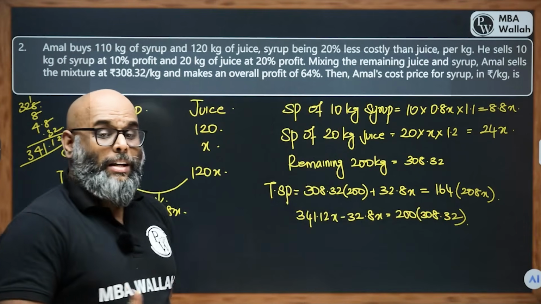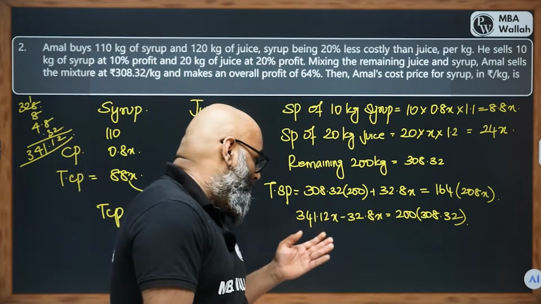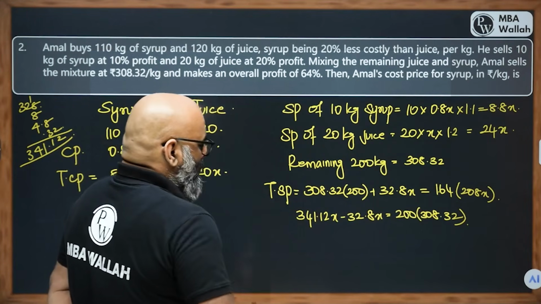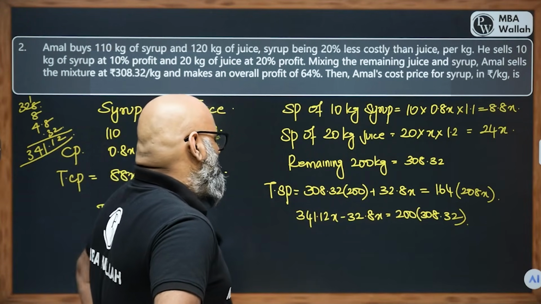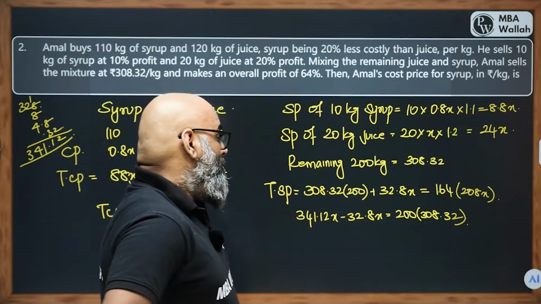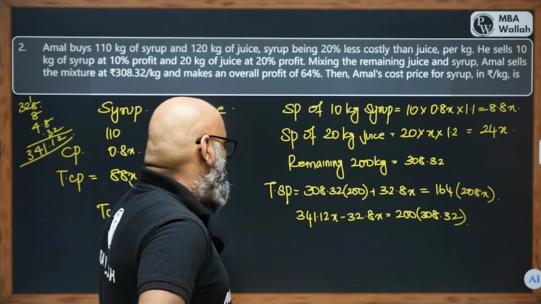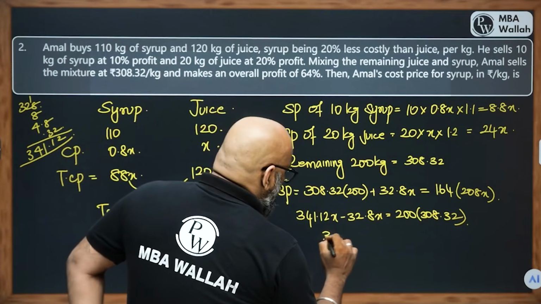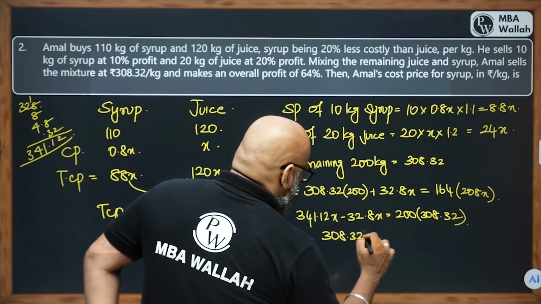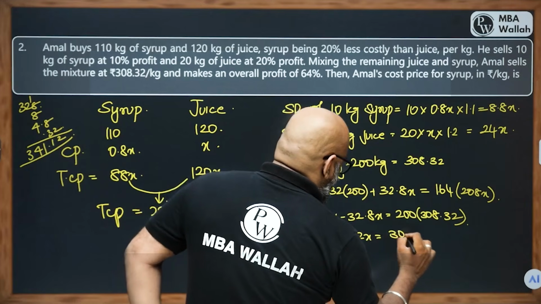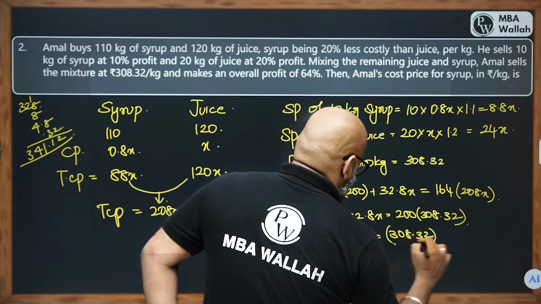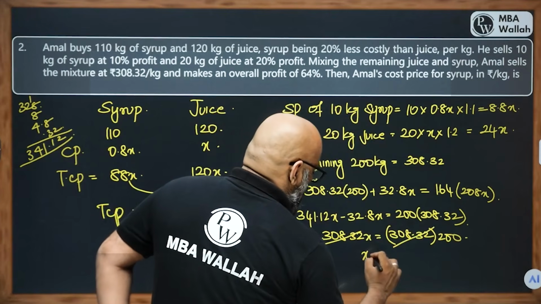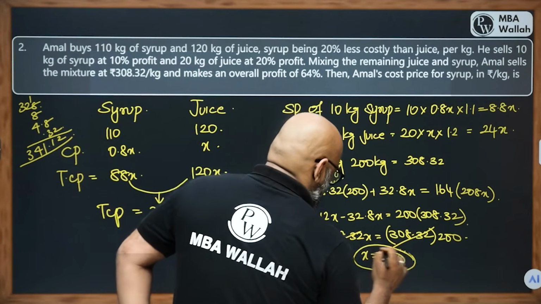Keeping it as it is, hoping that something will get cancelled, else I'd have multiplied it straight away. We'll wait and see. 341 minus 32 is 309. 309 minus 1.12 minus 0.8. This is also 308.32x is equal to 308.32 into 200. So this gets cancelled as it is. x is equal to 200.